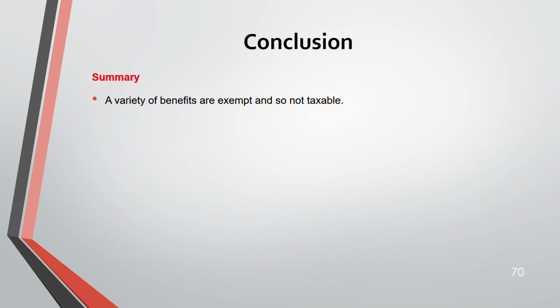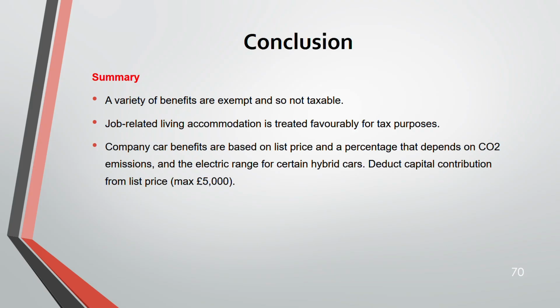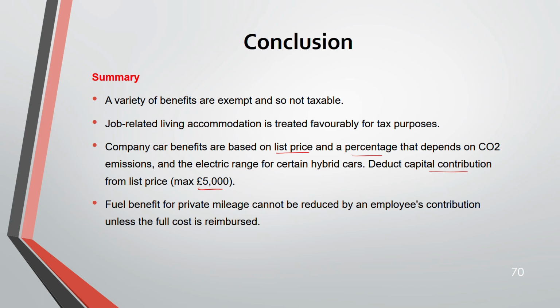So now let us summarize the lecture. There are a variety of benefits that are exempt. Job-related accommodation is treated favorably for tax purposes. Then company cars. Remember, company car benefits are based on two things, list price and a percentage. This percentage is based on your CO2 emissions. And a capital contribution deduction you can make is a maximum of 5,000. This is deducted from the list price. And then fuel benefit. For fuel benefit, only if an employee contributes fully will no benefit arise. Otherwise, partial contributions are ignored.